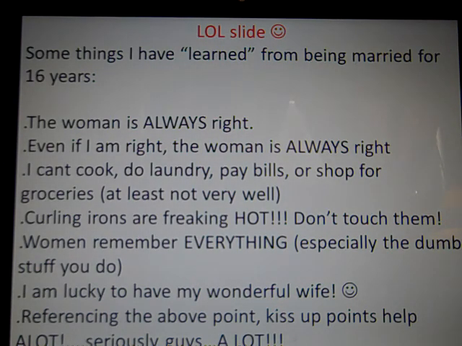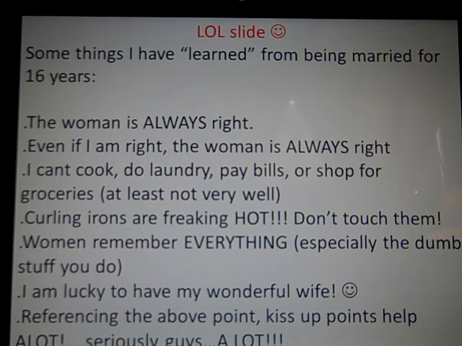Learning by experience. I'm going to end with the next couple slides, the first part of this presentation. I've learned some things from being married for 16 years. I've learned that the woman is always right. I've learned that even when I am right, still my wife is right. I've learned that I can't cook, do laundry, pay bills, or shop for groceries, at least not very well.